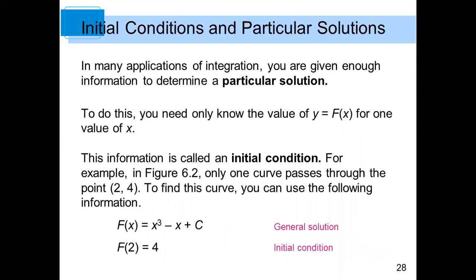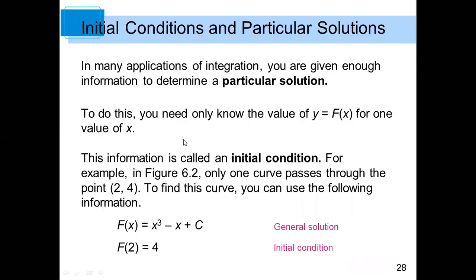In many applications of integration, you are given enough information to determine what's called a particular solution. A particular solution is when you figure out the value of c. Remember, the antiderivative with the c there is called the general solution, because in general you add a constant to the antiderivative. However, the particular solution is when you have enough information to figure out what the value of c is. To do that, you need only know the value of the original function for one value of x. In other words, you need a point on the antiderivative.